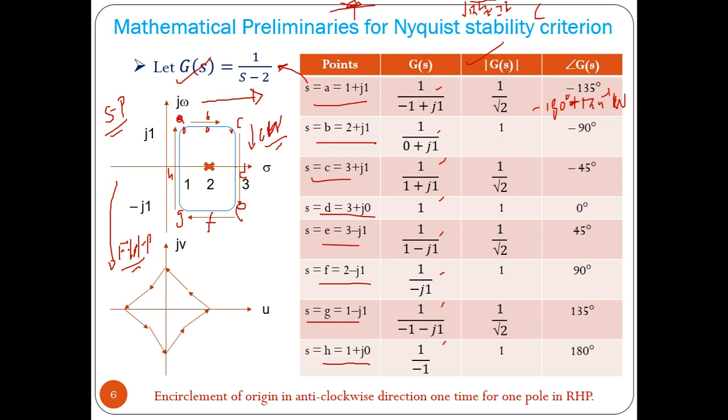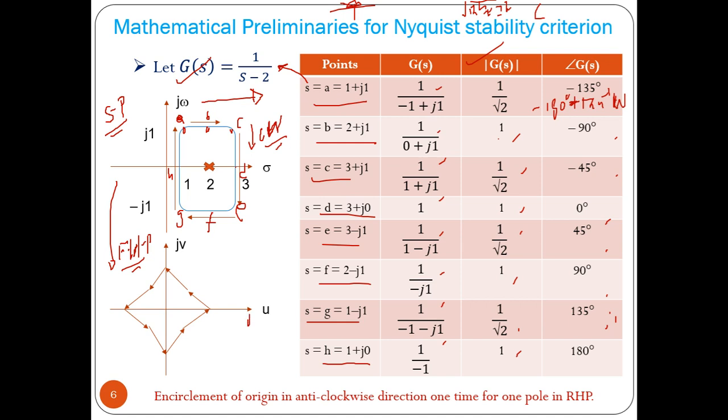Fine. Now for point B, we find the value of magnitude. So all the magnitudes we can find out, then all the angles we can find out. Fine. So now we can plot that in the F(s) plane. What we can see here is that the first point is 1 by root 2, angle is 135 degrees.